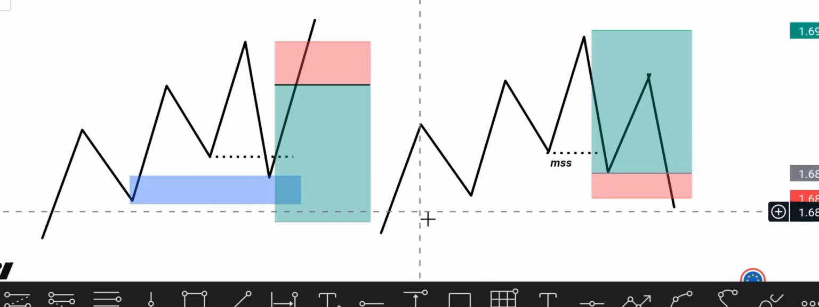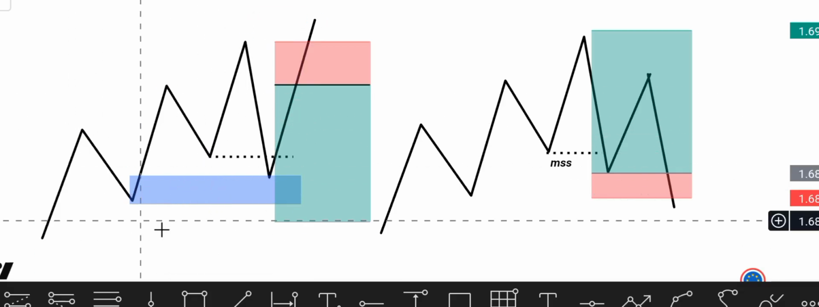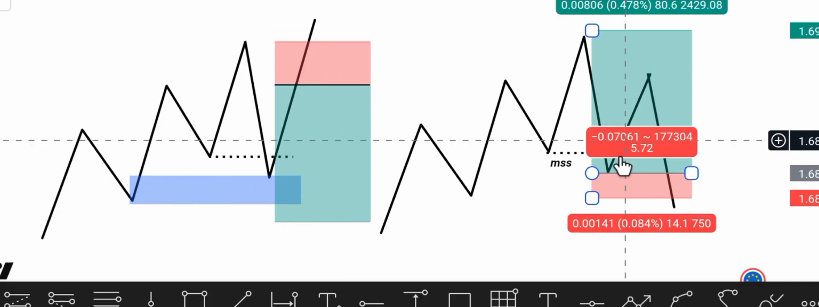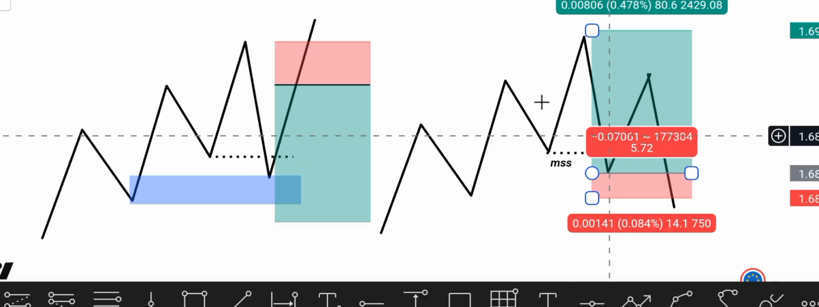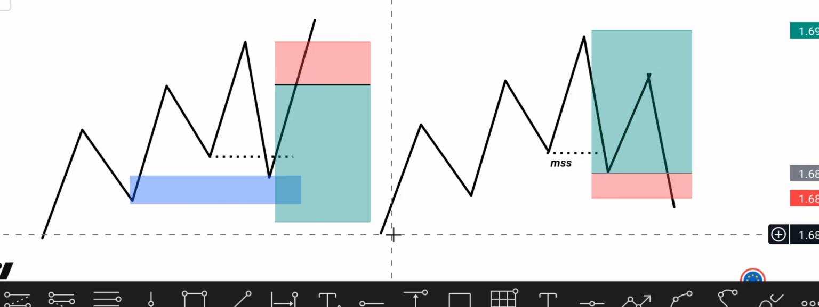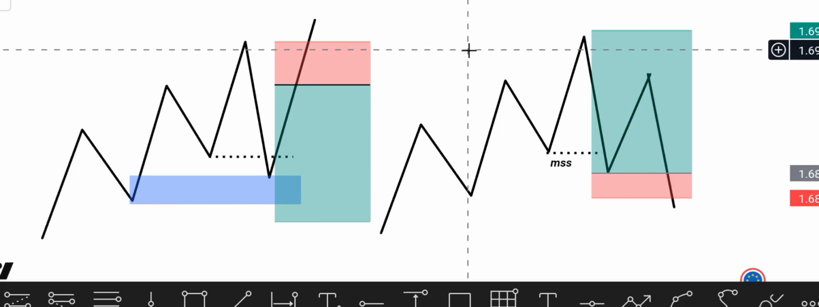So how do you tell the difference? How do you know when this is an inducement or when it's actually a market structure shift? Because the longer you have been trading, and the more you trade, you are definitely going to encounter this scenario. It's a must. You're going to encounter it. So how do you tell the difference? That's what this video is all about.